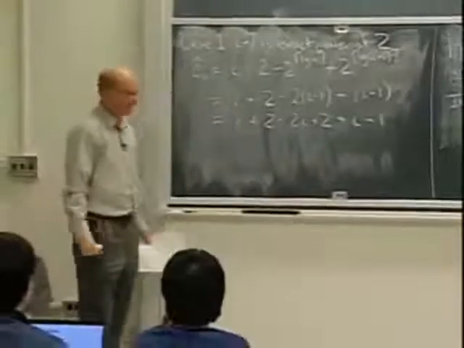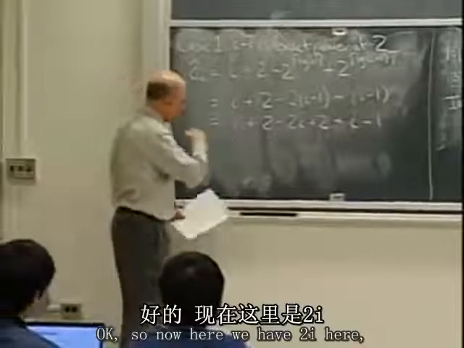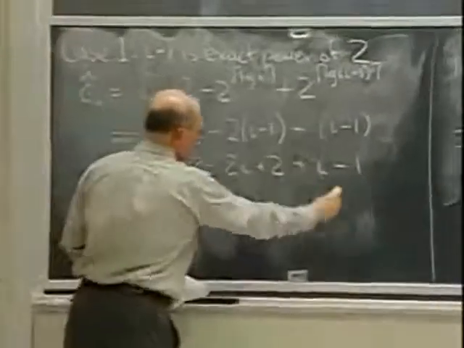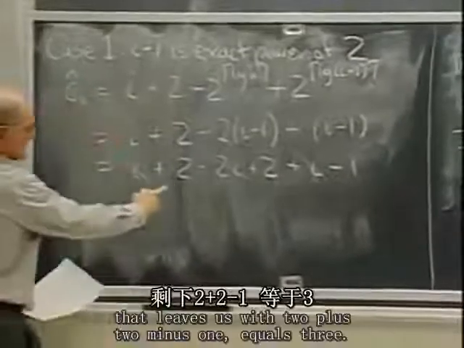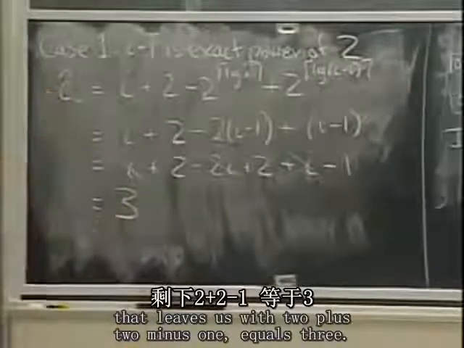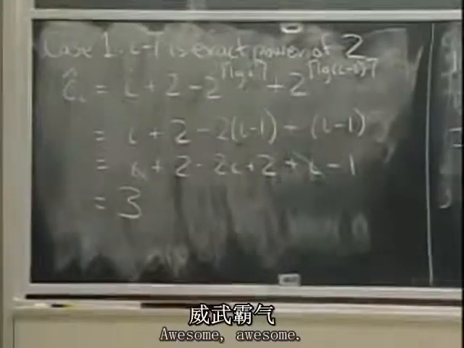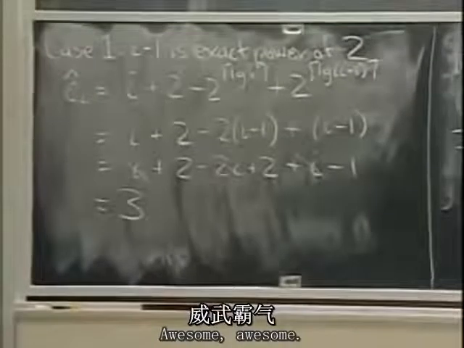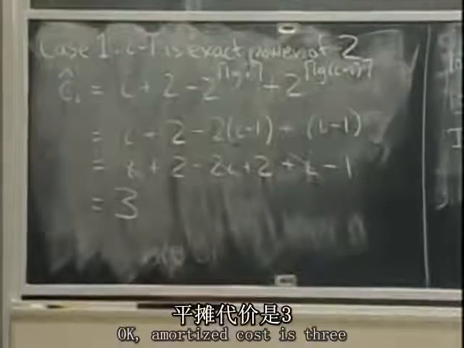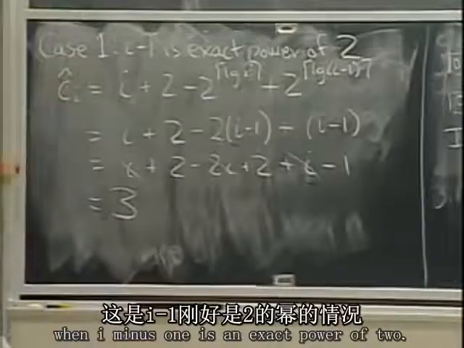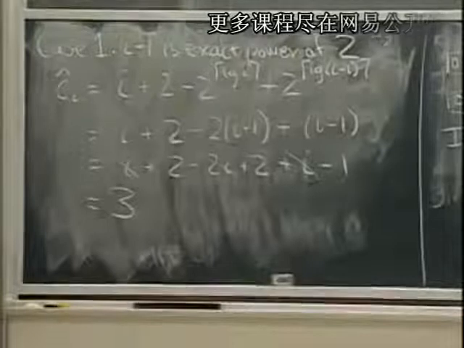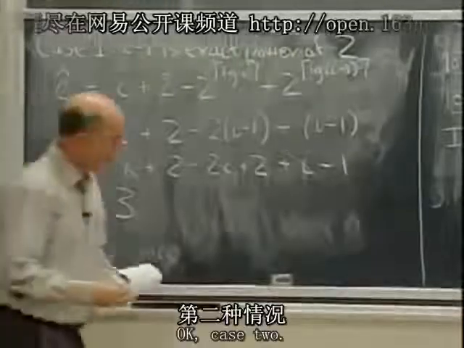Okay, so now here we have 2I here, an I here, and an I here. And then that leaves us with 2 plus 2 minus 1 equals 3. Awesome. Okay, amortized cost is 3 when I minus 1 is an exact power of 2. Case 2.